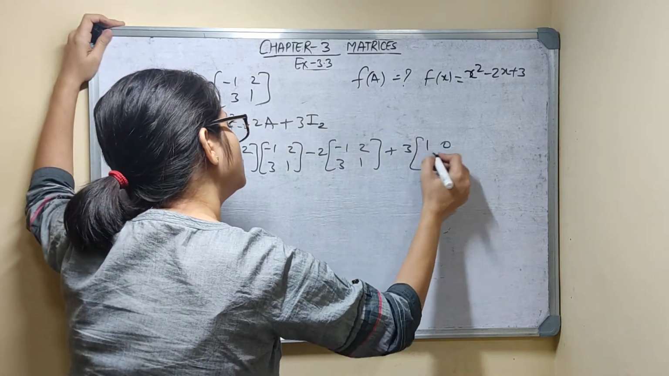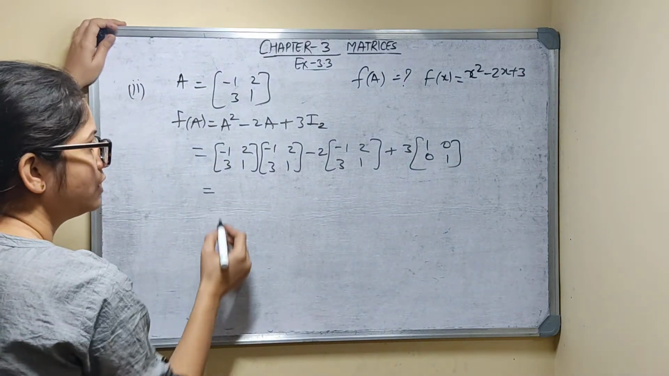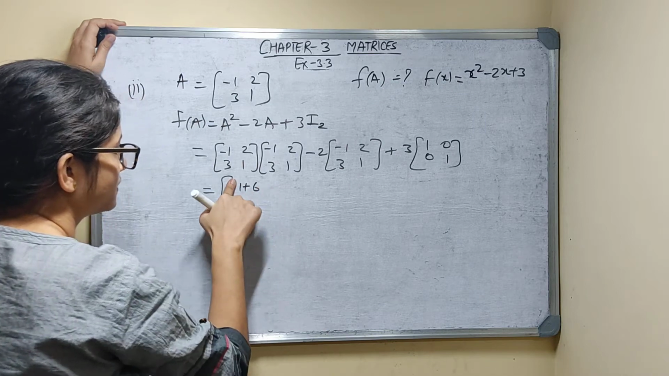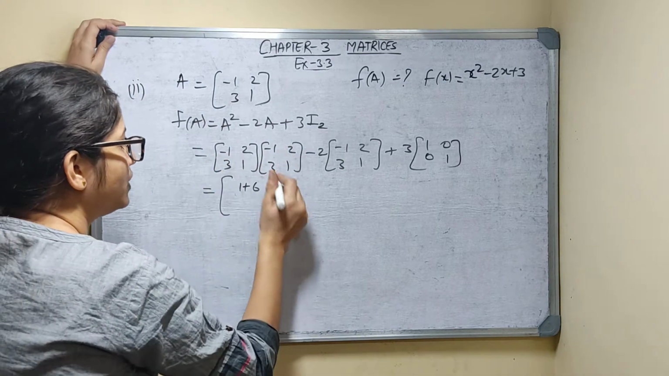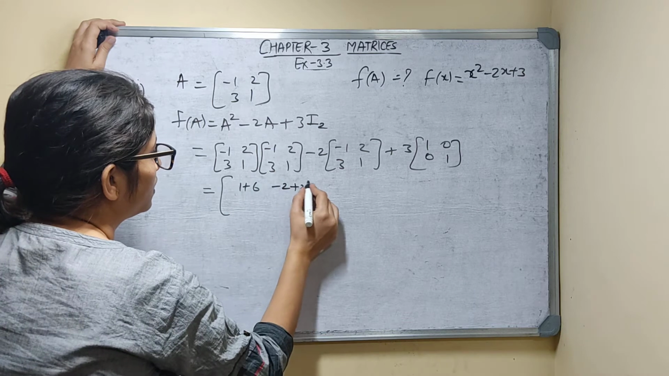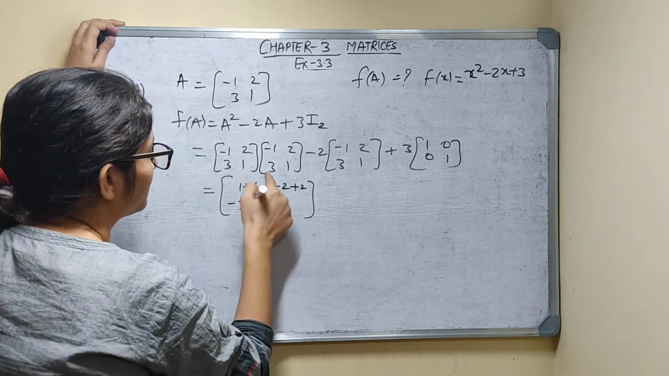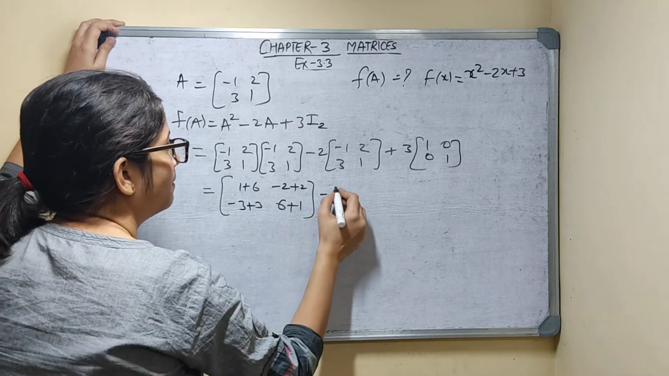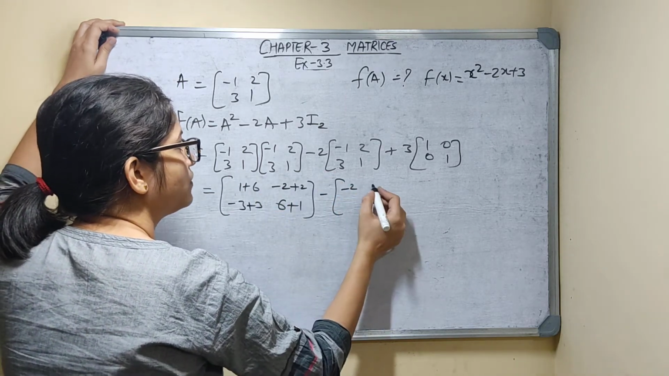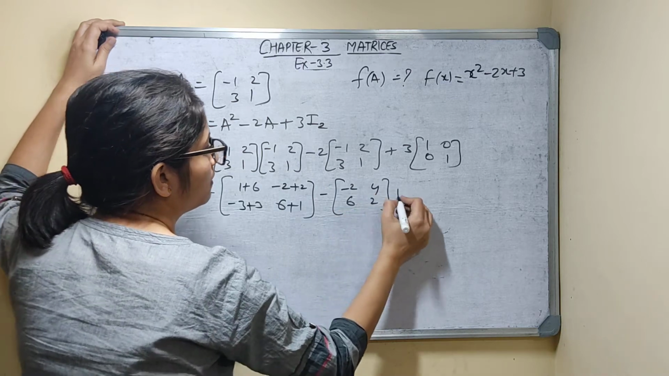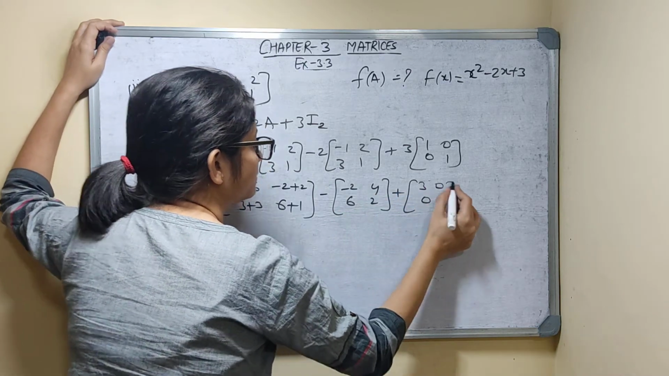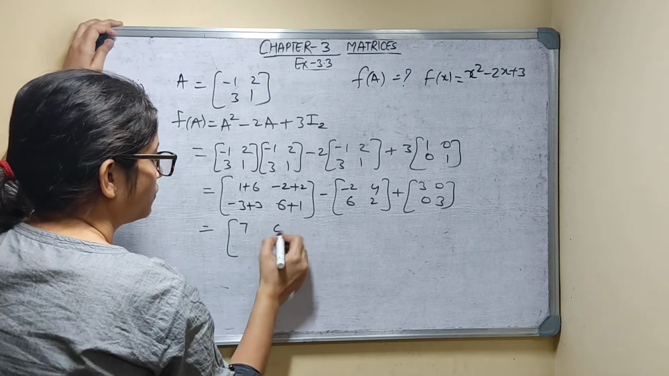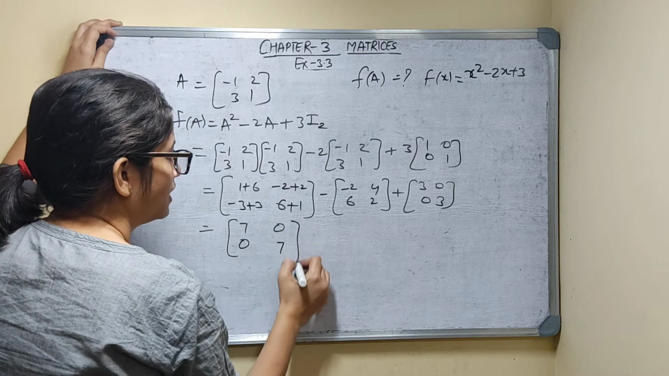So I 2 is [[1, 0], [0, 1]]. Multiplying: minus 1 into minus 1 plus 1 is 2 into 3 plus 6, that is 7. Minus 1 into 2 minus 2 plus 2 into 1, that is 0. 3 into minus 1, minus 3 plus 1 into 3, that is 0. 3 into 2, 6 plus 1 into 1, that is 7. Minus 2 into A gives [[2, -4], [-6, -2]], plus 3 I gives [[3, 0], [0, 3]].